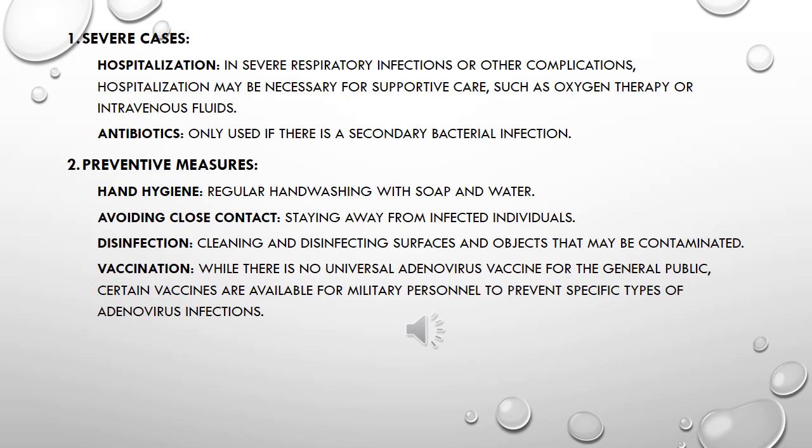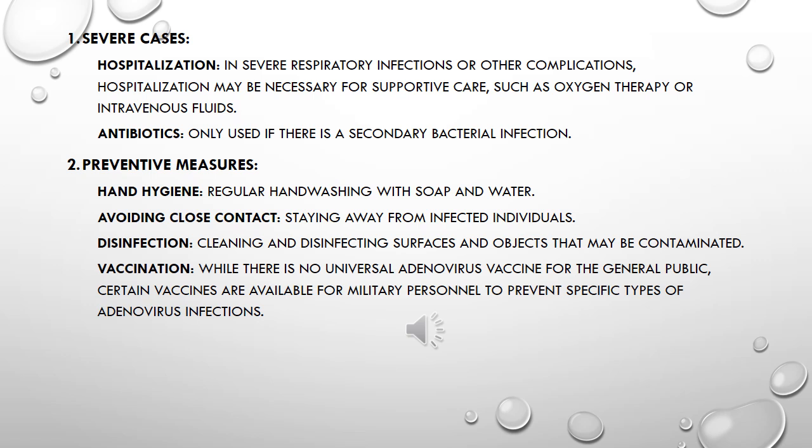Severe cases. Hospitalization. In severe respiratory infections or other complications, hospitalization may be necessary for supportive care, such as oxygen therapy or intravenous fluids. Antibiotics. Only used if there is a secondary bacterial infection. Preventive measures. Hand hygiene. Regular hand washing with soap and water. Avoiding close contact. Staying away from infected individuals. Disinfection. Cleaning and disinfecting surfaces and objects that may be contaminated.